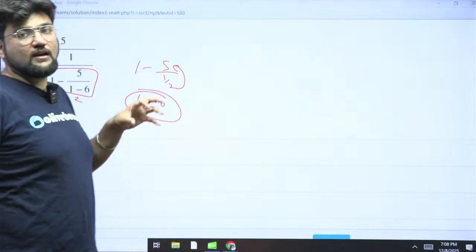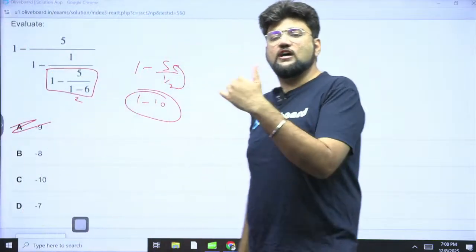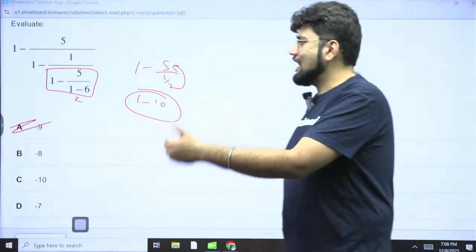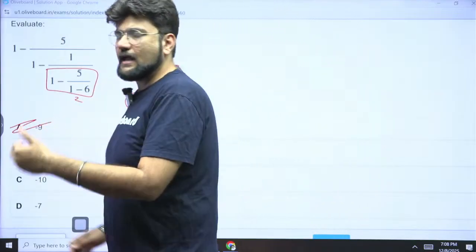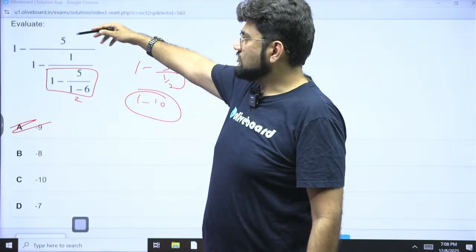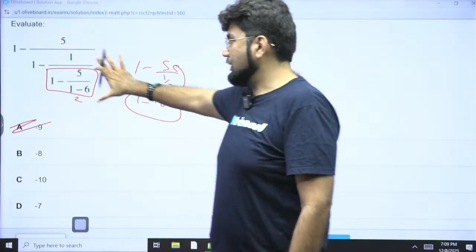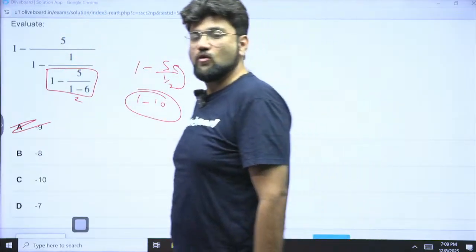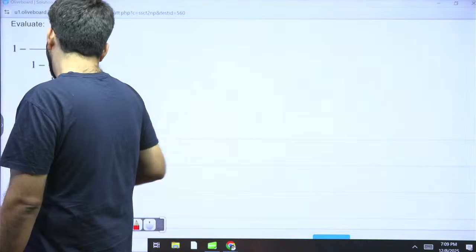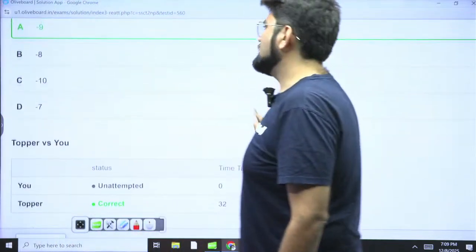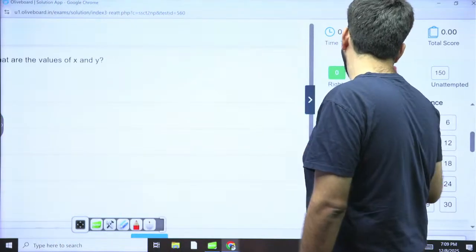But you should not have to write this. You have to just kind of solve it and remember. Right? I mean, in the sense, just verbally solve it. This is very easy. It is not a very typical difficult question of simplification in quant which comes. So minus 9 is the correct answer and 32 seconds. Okay, not bad. Next.